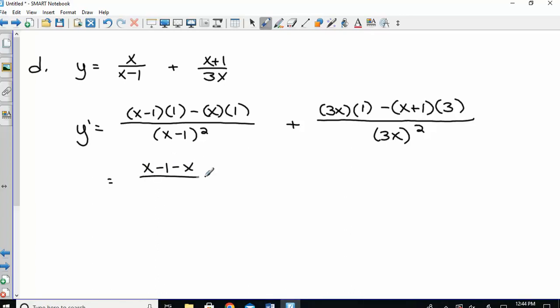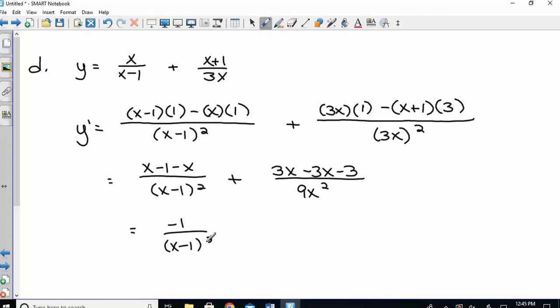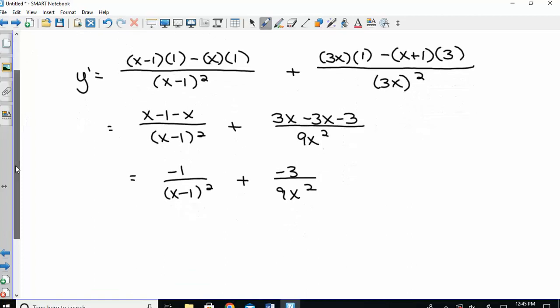So I get x minus 1 minus x. 3x. I need to distribute the negative and the 3. 3x squared, so that's 3x times 3x. I have negative 3 over 9x squared. But what could you do there? Divide by 3, so you get negative 1 over 3x.